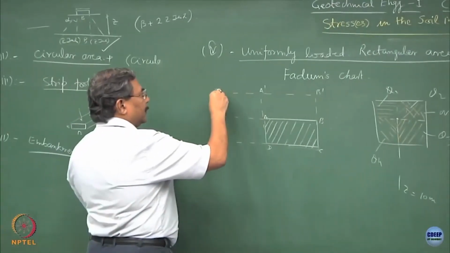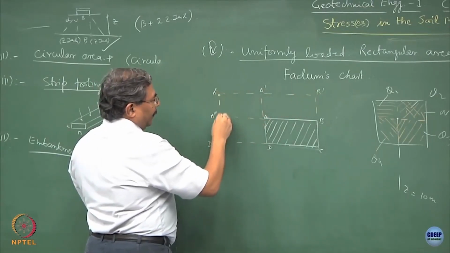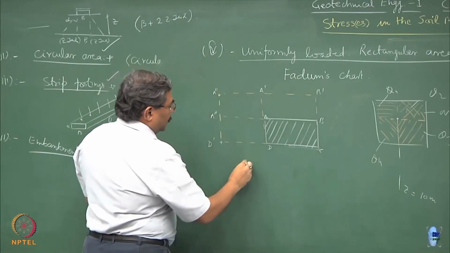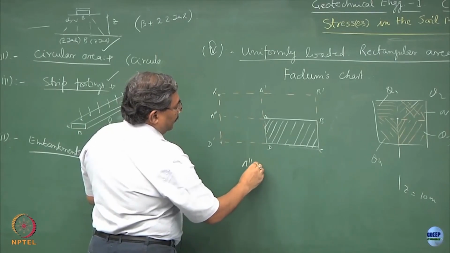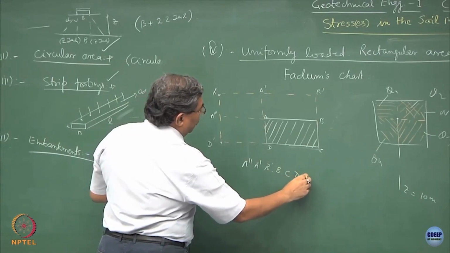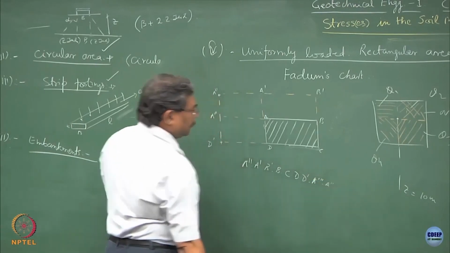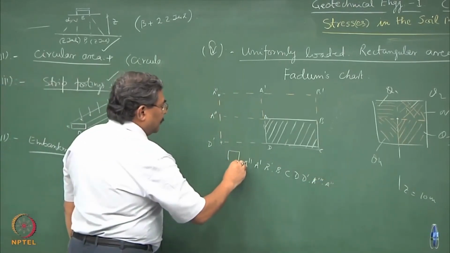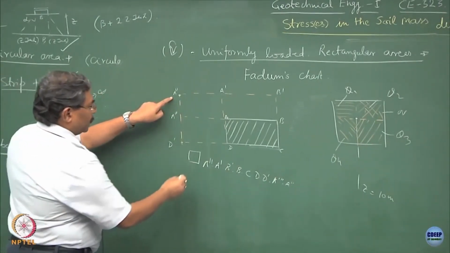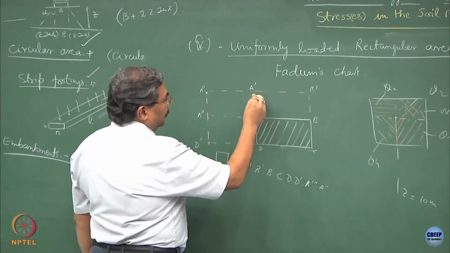So, if I have to find the state of stress at this point using these charts at depth Z, I will find it with the whole thing as the rectangle. So, A double prime, A prime, B prime, B, C, D, D prime, A triple prime, A double prime, clear. So, this becomes my rectangle. First compute the state of stress through this. This place area does not exist, clear.